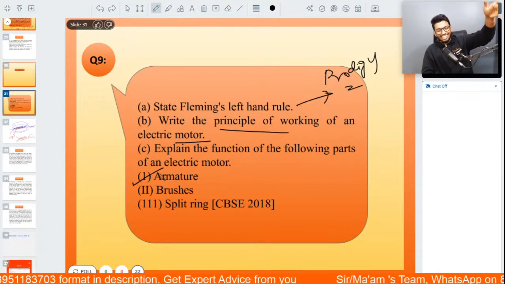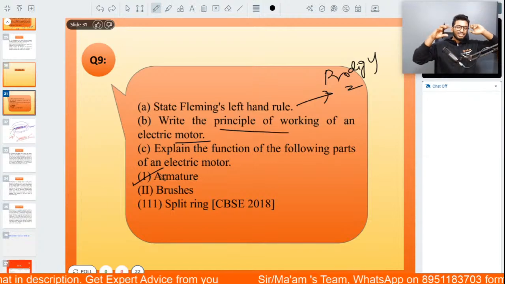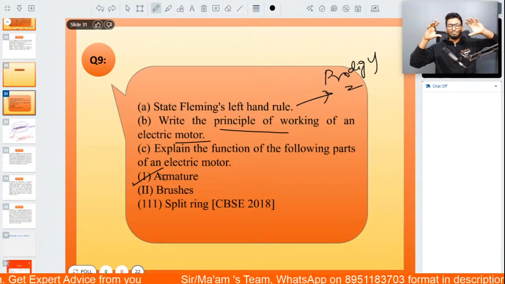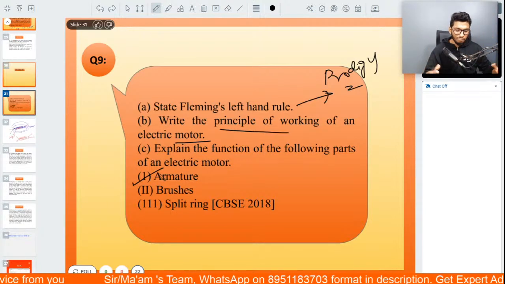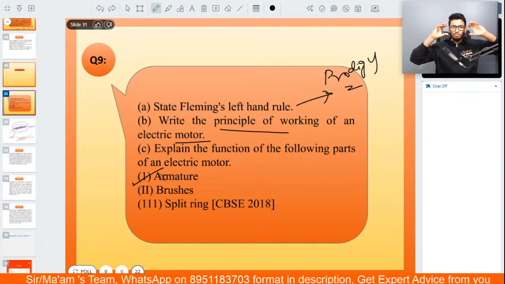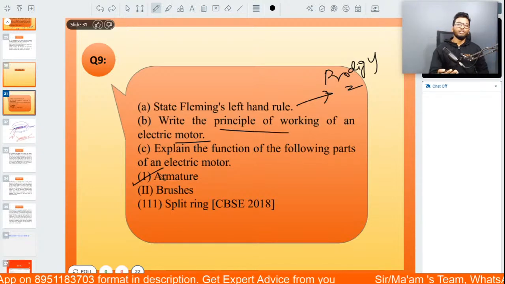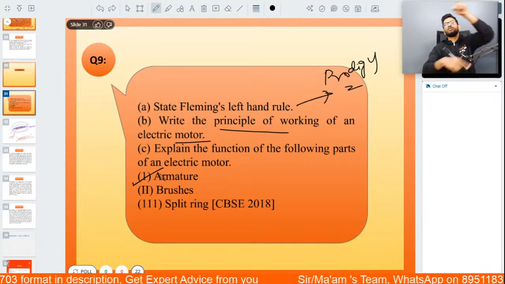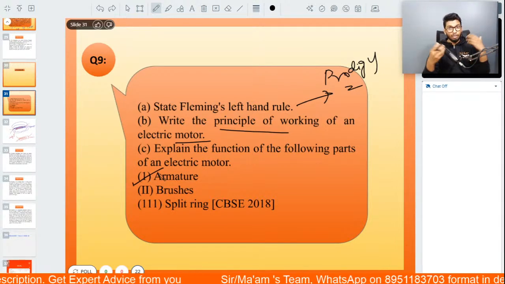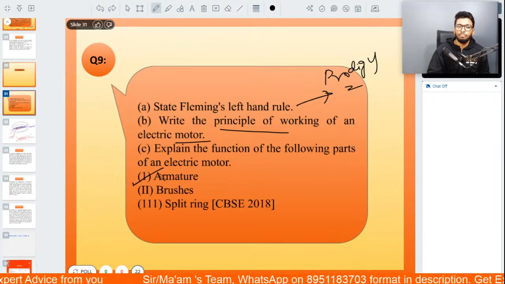Armature coil rotates, exactly. So you can mention that the armature coil is basically an insulated copper wire placed in a magnetic field, which, because of the Lorentz force, starts to rotate when current is flowing through it. So that is what an armature coil is. Please be a little brief, it's a 5-mark question.